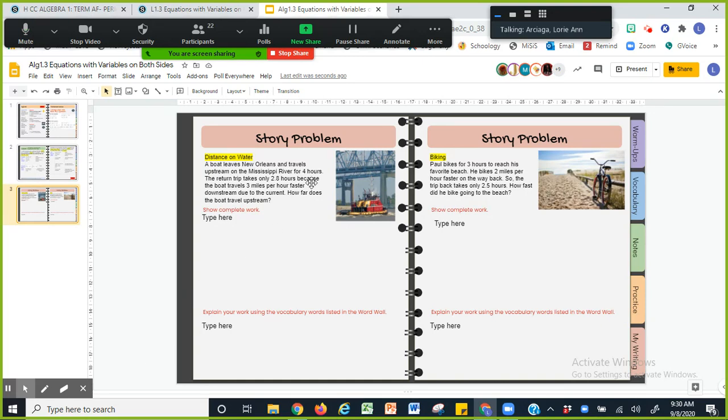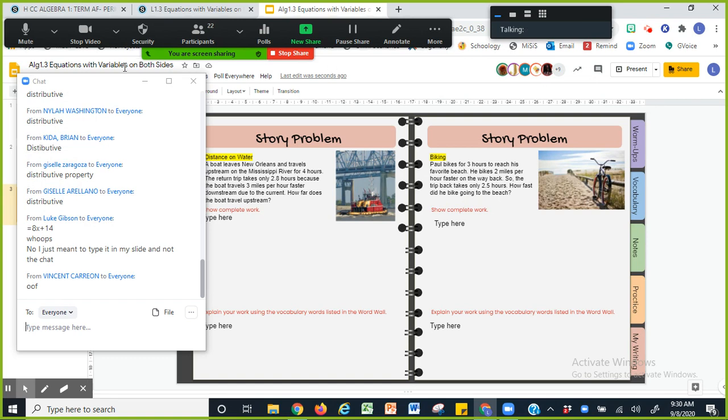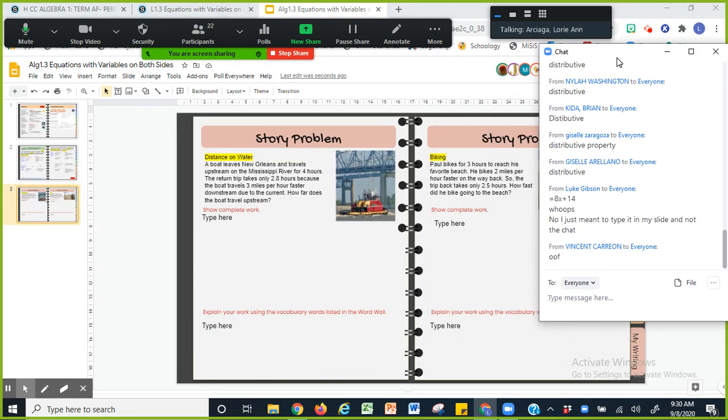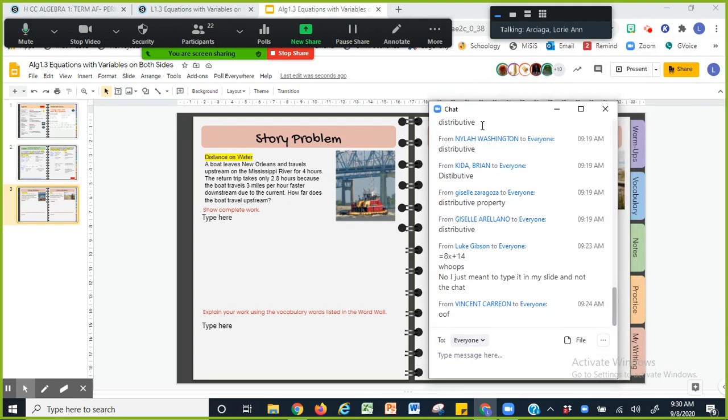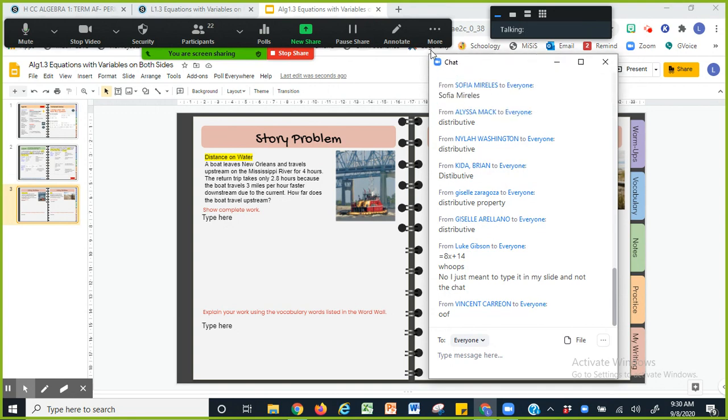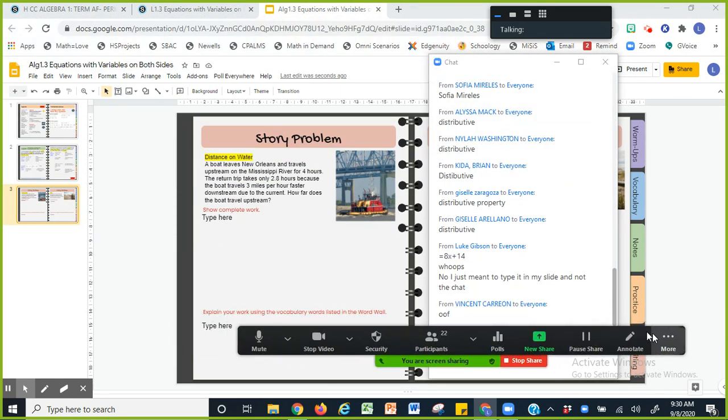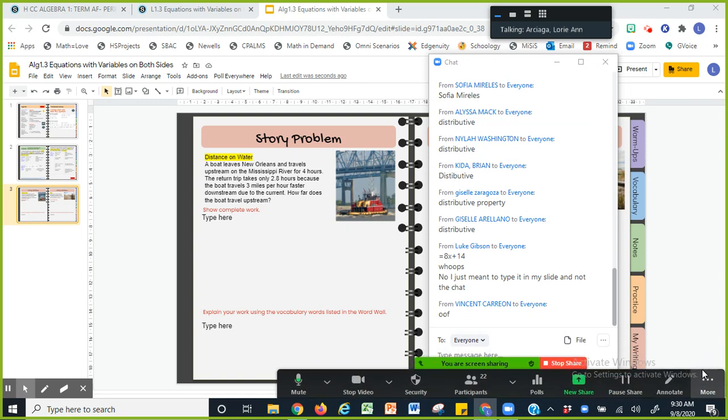Okay. So in the chat, after the first time you read it, can you tell me what the problem is about? Please don't give me just the title. So what is it about? What are we looking for? What do we want to know? So what is the problem on your left-hand side about? Please type your answers in the chat.